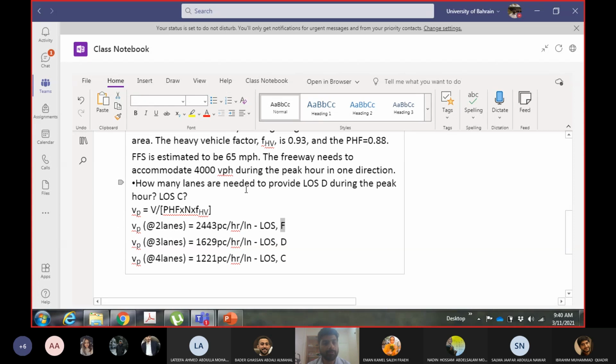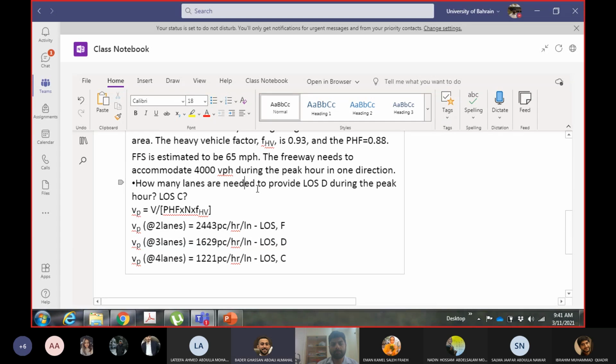A couple of points here. Why did I start from 2 lanes? Why didn't I start from 1 lane? Should I have started from 1 lane? For example, if the flow was less, maybe I could have achieved level of service D or C even at 1 lane. So should I start checking the number of lanes from 1 lane? In this case, it doesn't matter. I'm just trying to give you a concept. Should I do that?